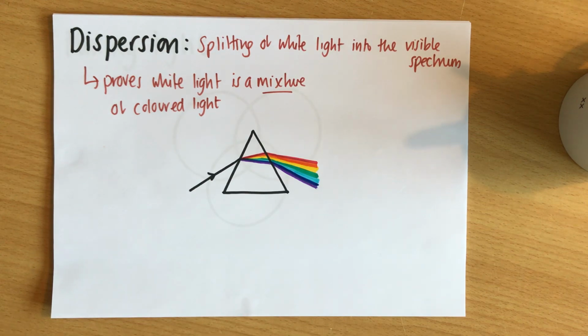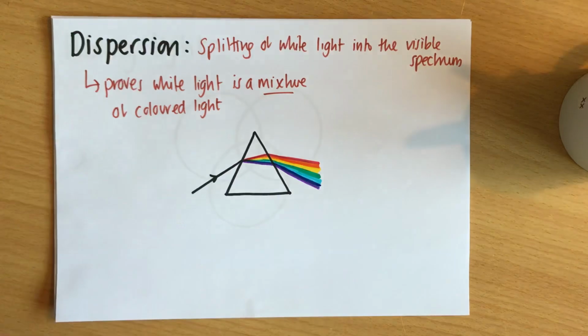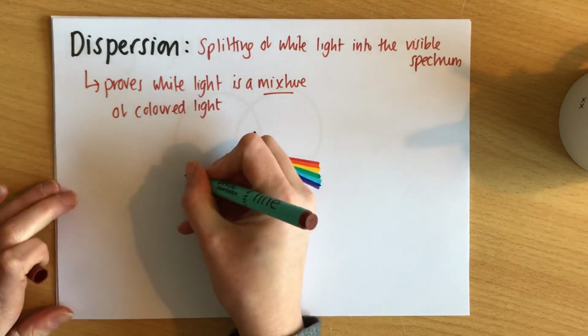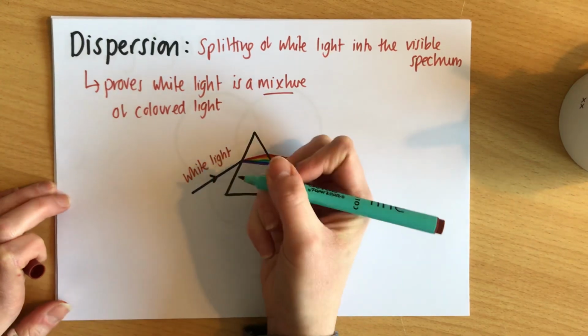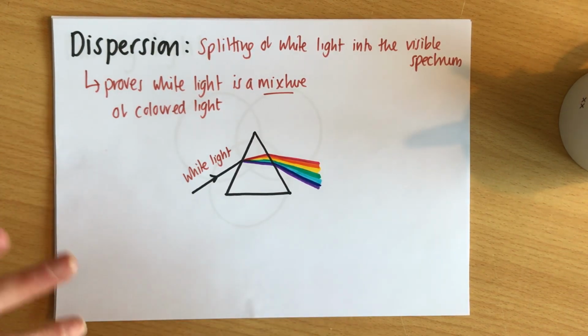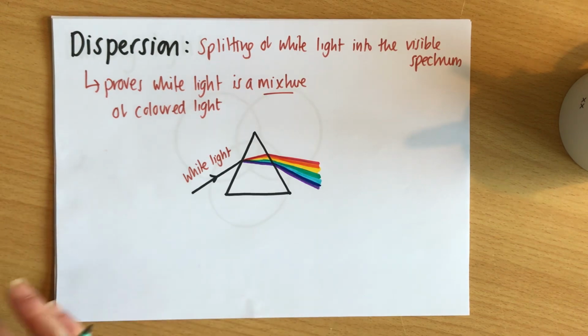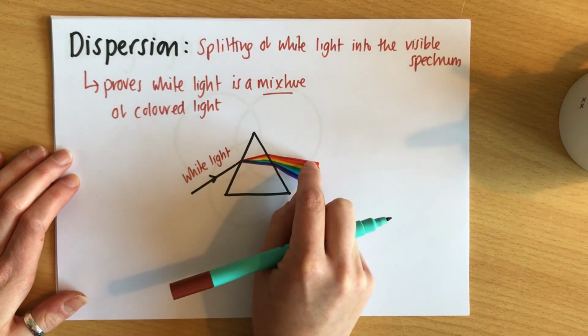Now, why does dispersion happen? Why, if I put some white light through a prism, does it split out into this rainbow? Well, it's all due to something called refraction. And refraction is the bending of light as it travels through different media at an angle. So the white light is travelling through the air, and when it hits the glass, the white light bends. Now, the colours in the white light all bend a different amount. And if you look at this diagram here, you can see that the red light bends least.